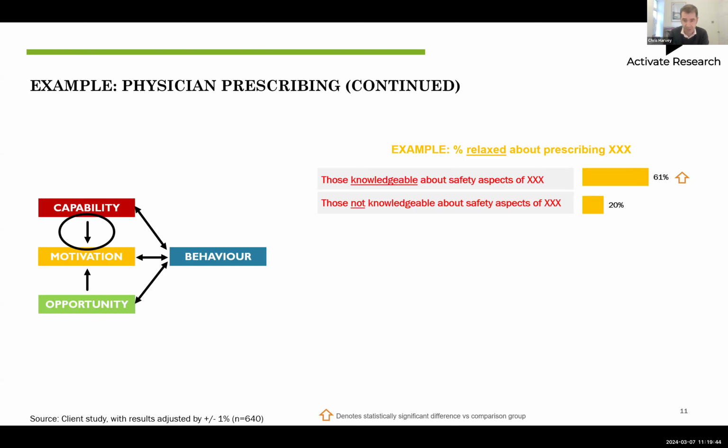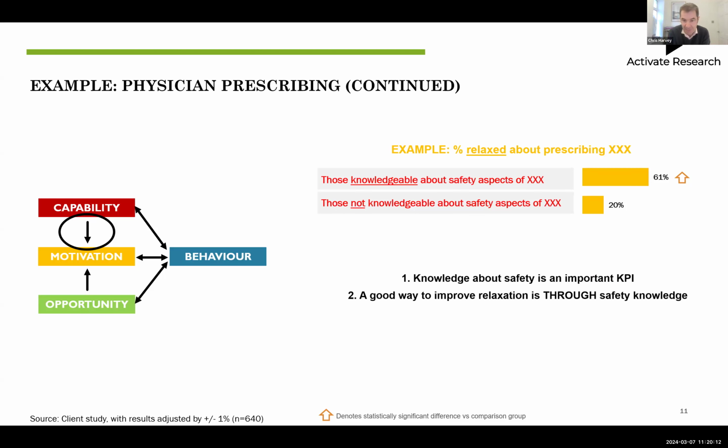So to explain this little chart here in more detail, what we found is that 37% broke out into 2 different groups when we looked at those knowledgeable about safety aspects versus those not knowledgeable. And what we found is that those knowledgeable were significantly more likely to feel relaxed about prescribing the treatment, as predicted by the model, than those not knowledgeable, a difference of 41 percentage points there. So what does that tell us? Well, a couple of key things.